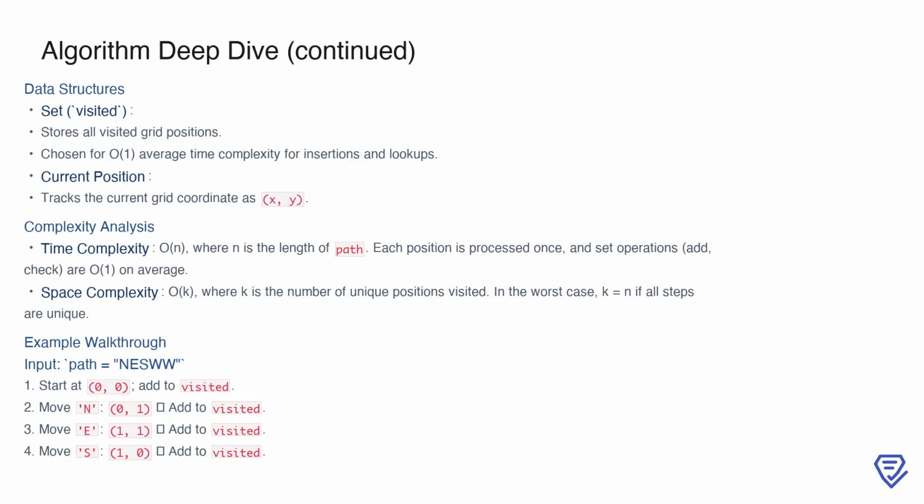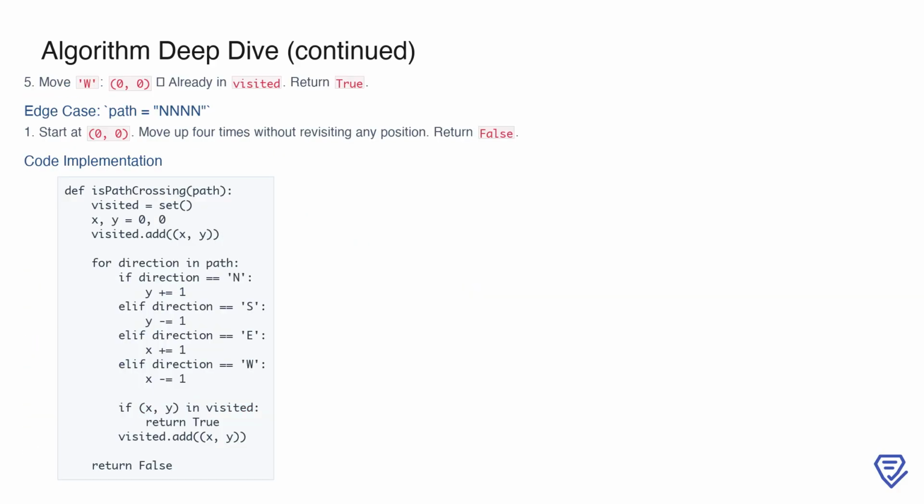We start at 0,0 and add it to the visited set. Moving north takes us to 0,1, which is added to the set. Moving east takes us to 1,1, and then moving south brings us to 1,0, both of which are also added to the set. Finally, when we move west, we reach 0,0 again, which is already in the visited set. This indicates a crossing, so the function returns true.